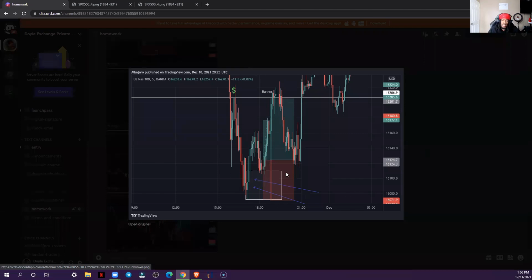Okay, so this setup right here is low probability because look at this green wick right here. It wicked out of it and then came right back into the box. High probability supply and demand is not supposed to look like that at all. It's supposed to be a big green candle coming out of that area and then coming back.